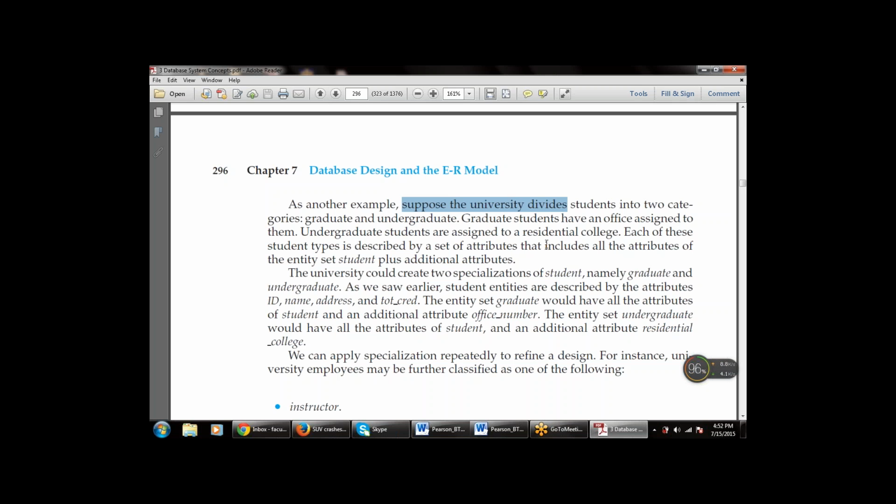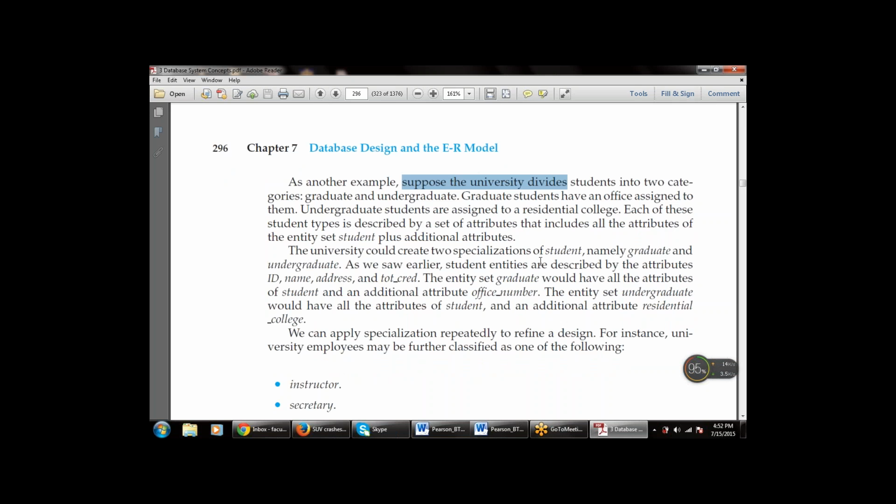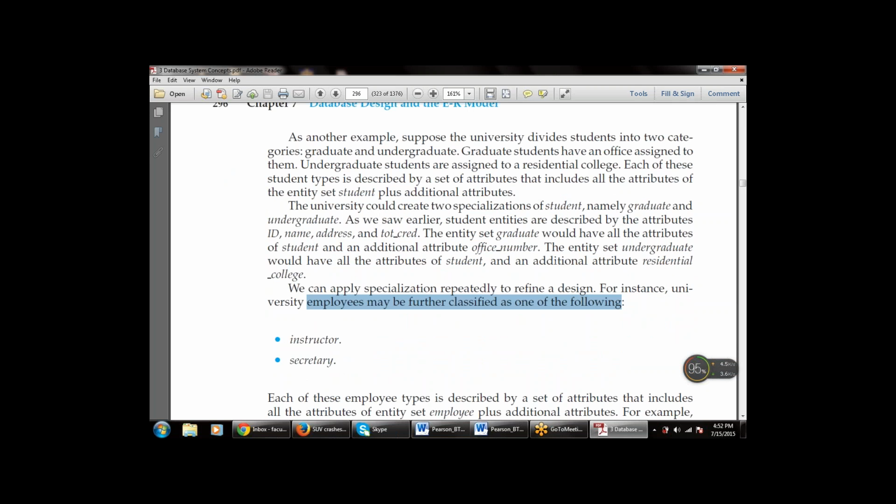The university could create two specializations of the student, named graduate and undergraduate. We can also apply the specialization repeatedly to refine a design. For example, university employees may be further classified as instructor and security.